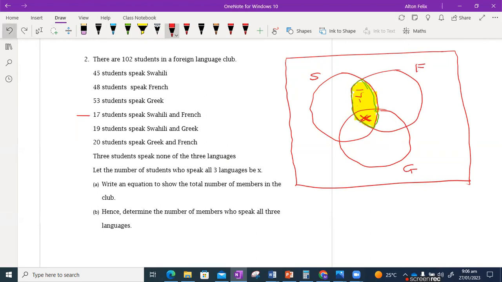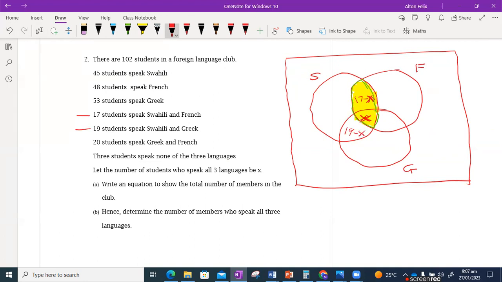I'm going to put it the other way just in case you may not be able to see clearly. Let's write it 17 minus x right here. Now, that is what we're going to be doing with the other regions, as you'll see in a little while. 19 students speak Swahili and Greek. So Swahili and Greek, look and see where the S and G overlap. Will include part of the x there. So this will be 19 minus x.